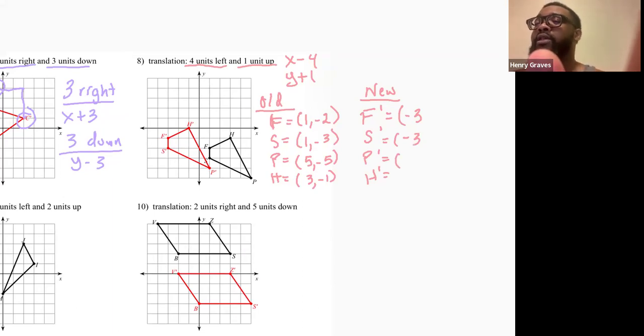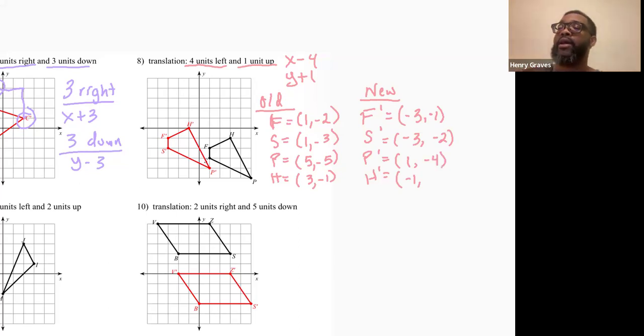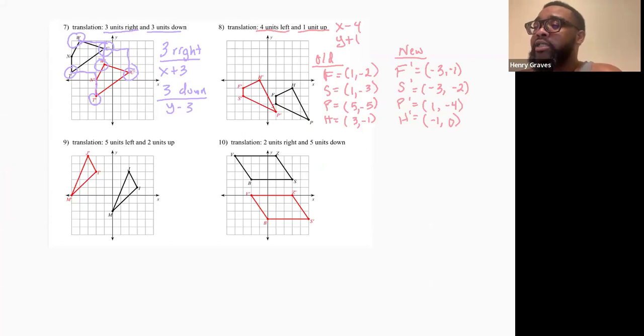Then my new Y: -2 plus 1 is -1. S, -3 plus 1 is -2. P is -5 plus 1 is -4. And then -1 plus 1 is 0. Yep. And that matches up perfectly with what we have on number 8. So again, if you can add and subtract positive and negative integers, you should be good to go on this second page.